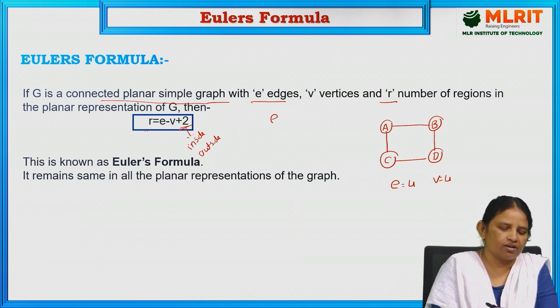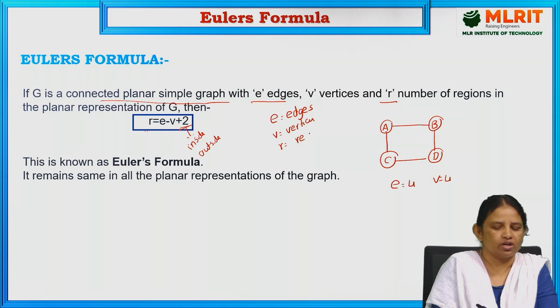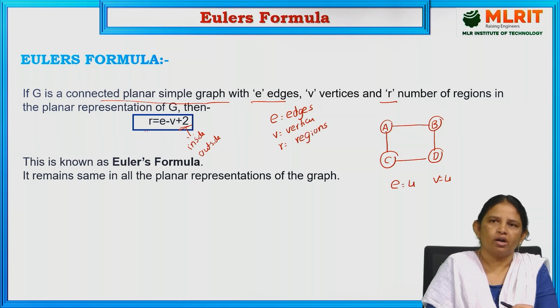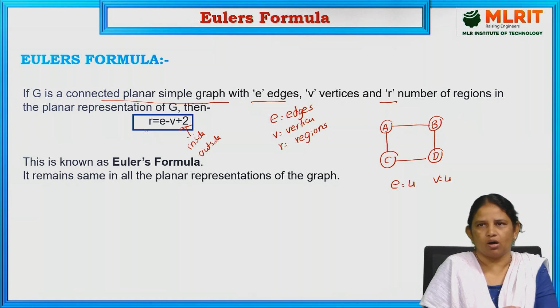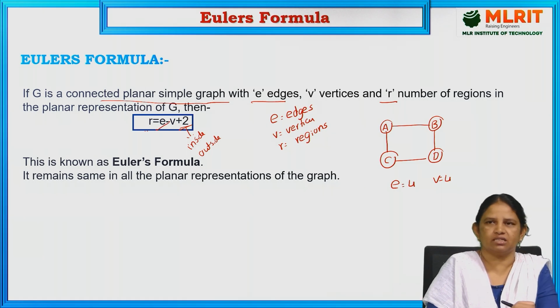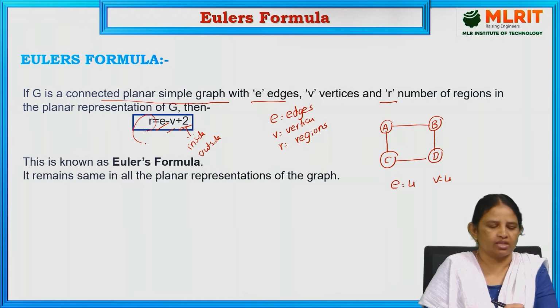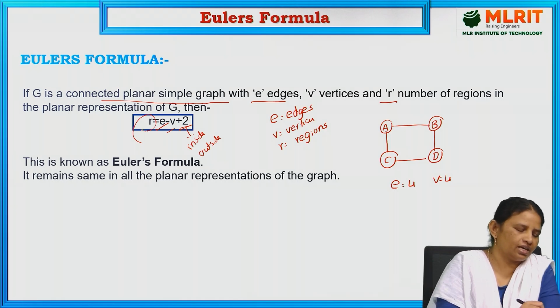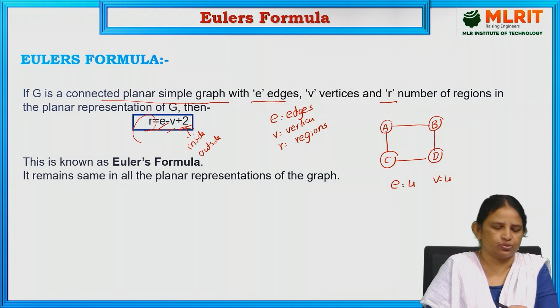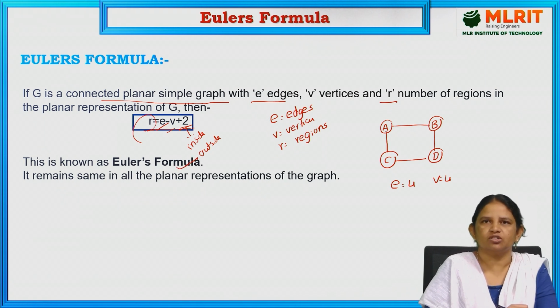Here E equals the number of edges, V equals the number of vertices, and R is the number of regions. With the help of this we can find how many vertices, how many edges, how many regions; anything we can calculate with the help of Euler's formula. That's why R equal to E minus V plus 2 is called Euler's formula.